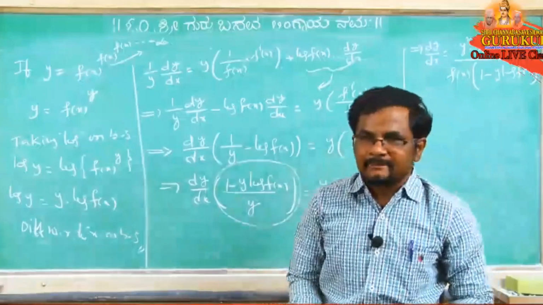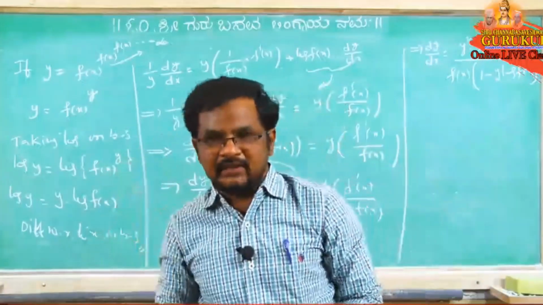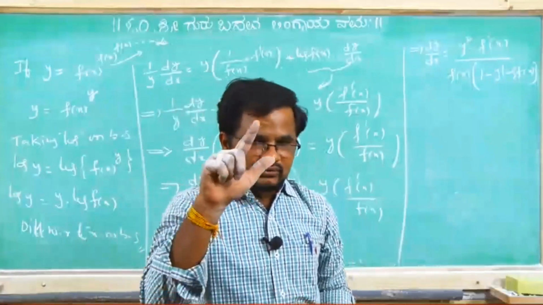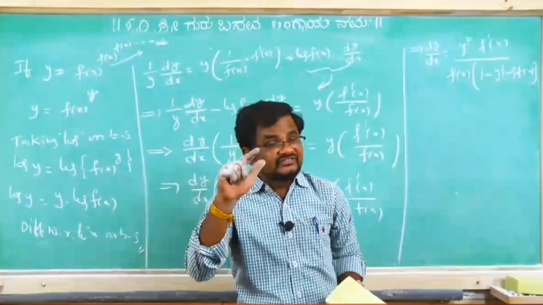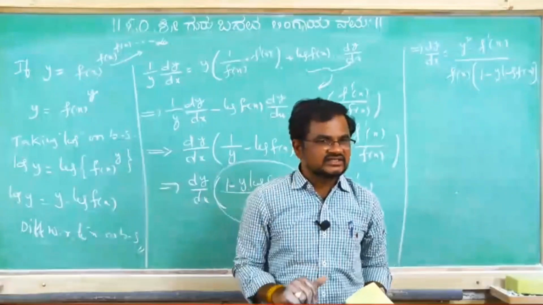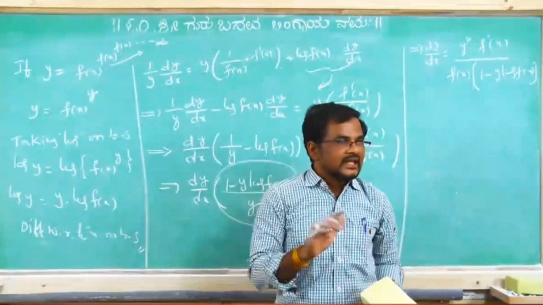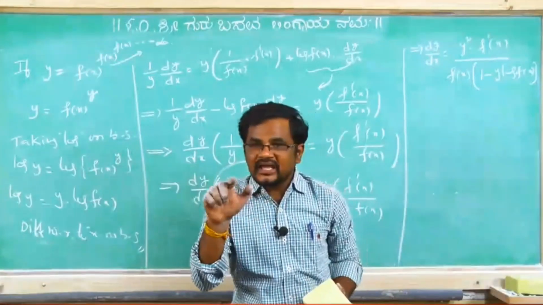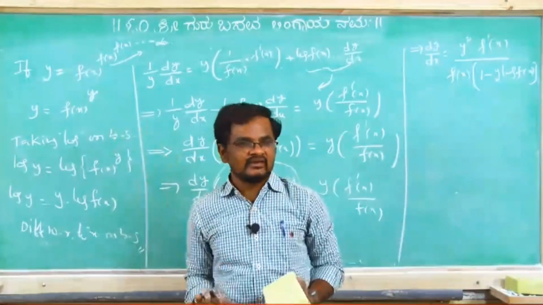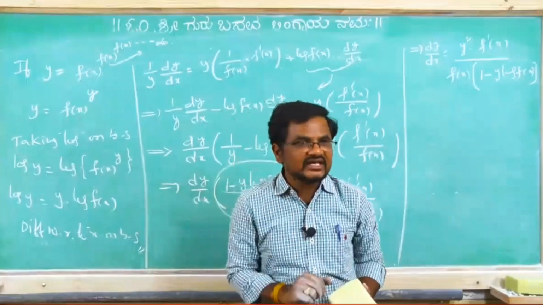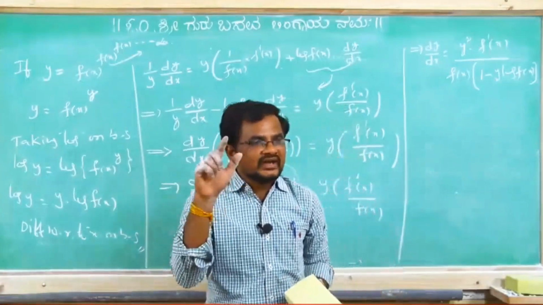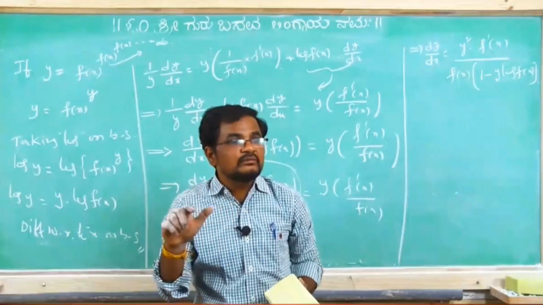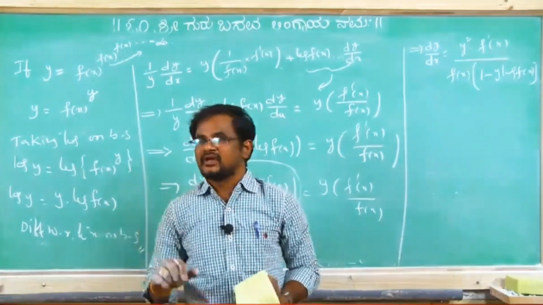Now listen here. For this type of problem, what is the dy by dx you got here? y square into differentiation of that function f dash x, divided by f of x, the given function, into 1 minus y into log of f of x. Once again, dy by dx equals y square into f dash x by f of x into 1 minus y into log of f of x.